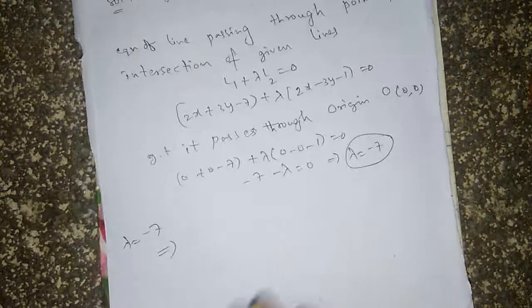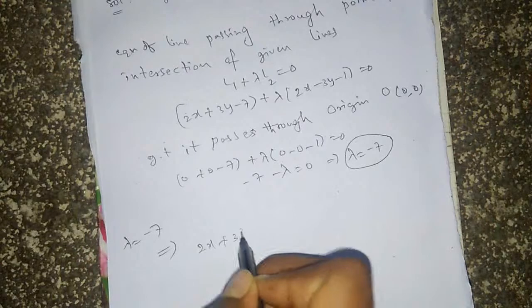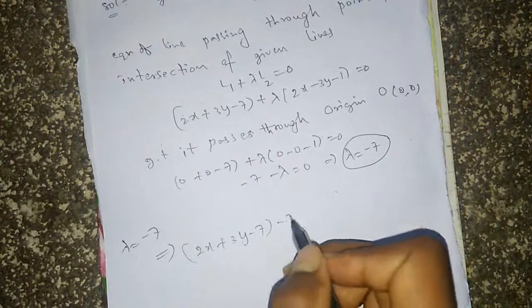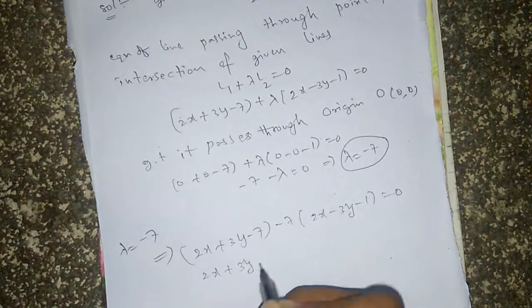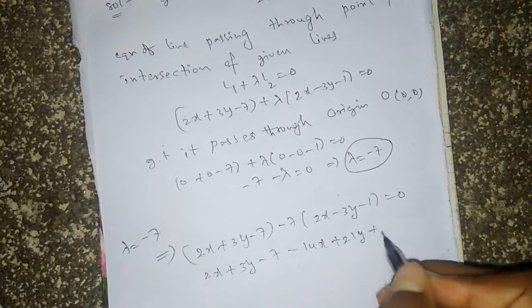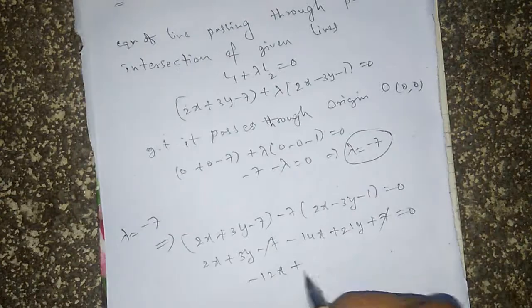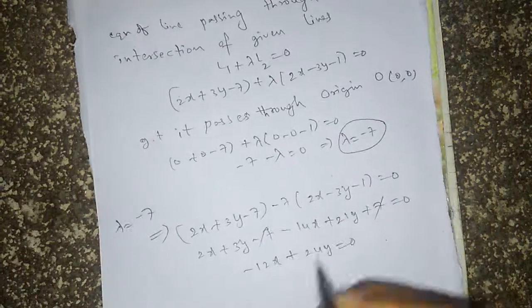Lambda = -7 implies the equation becomes 2x + 3y - 7 - 7(2x - 3y - 1) = 0. 2x + 3y - 7 - 14x + 21y + 7 = 0. 7 gets cancelled: -12x + 24y = 0. 12x = 24y. x = 2y is the required line.